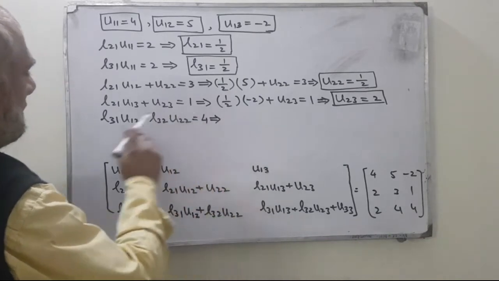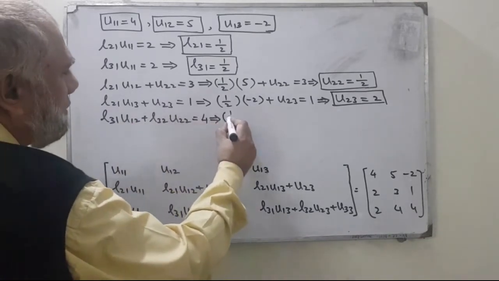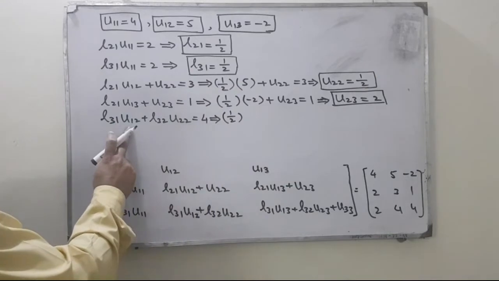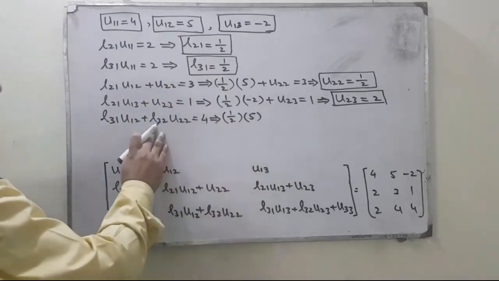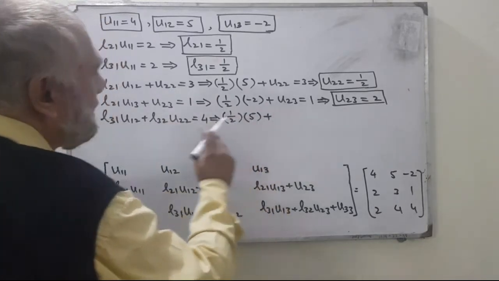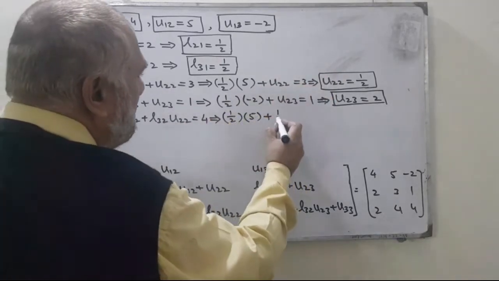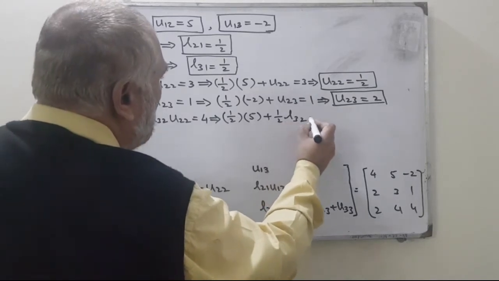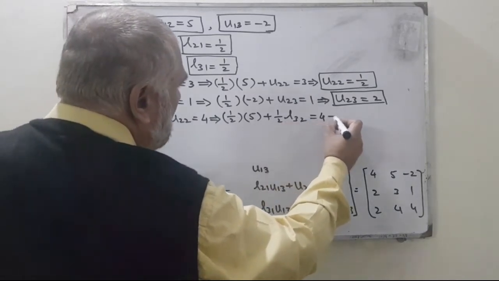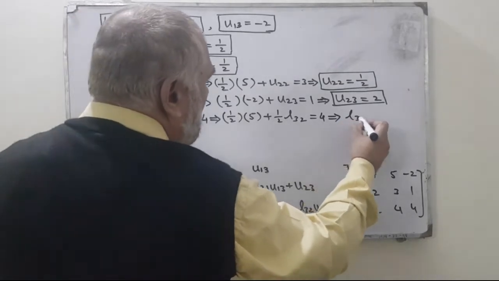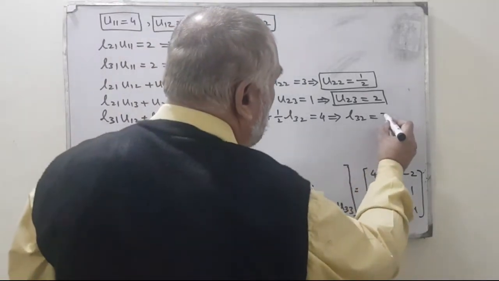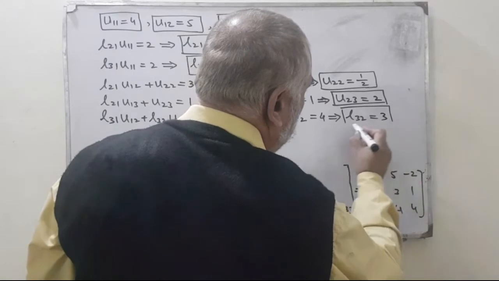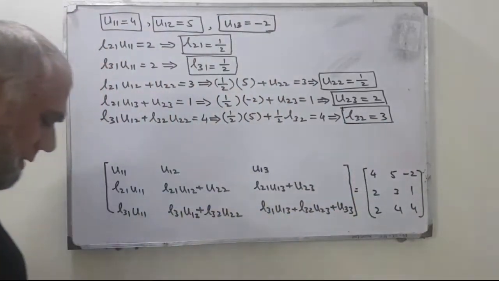On putting in the values, L31 is 1 by 2 from here. U12 is 5, plus L32 you have to calculate, and U22 we have already calculated, which is 1 by 2. So from here we can calculate L32, and the net result is equal to 4. Okay, and now you can simplify it and the result is going to be equal to 3. Okay, you can verify it very easily.